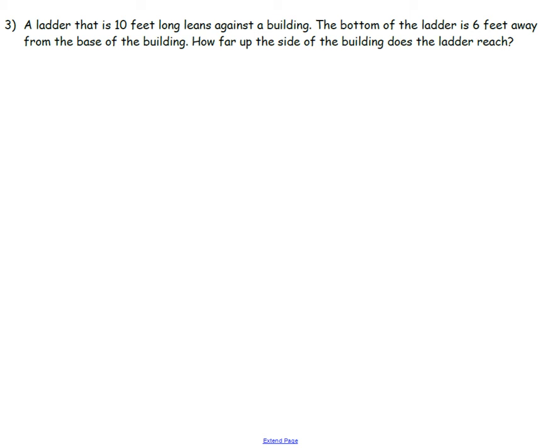Okay, number 3. I can almost guarantee you get a problem like this. This shows up on like every test they'll ever give you. Ladder leaning against a building, so we can draw ourselves a right triangle, a building, and we lean a ladder up against it.